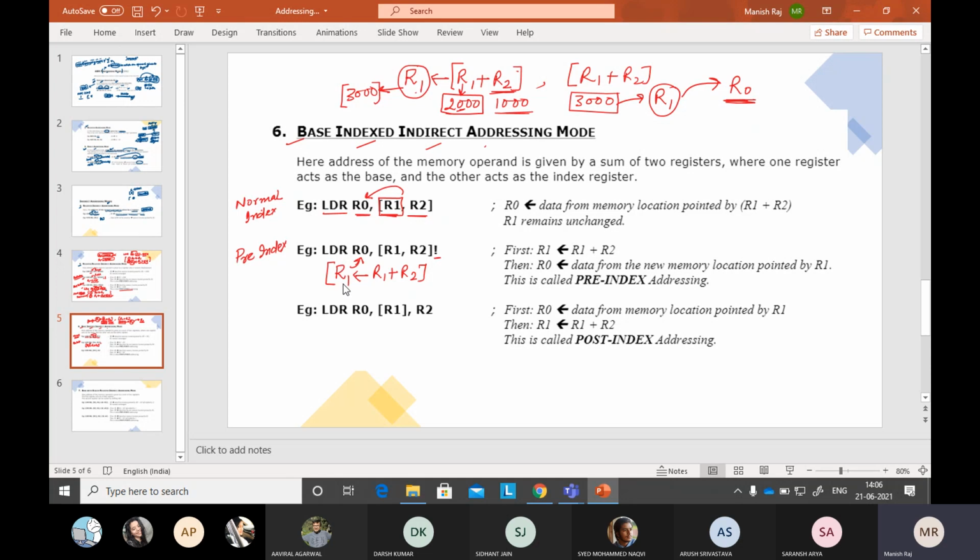Is it okay? In the second mode, what will happen? First R1 will change. In the normal index mode R1 will not change. In the second mode, pre-index mode, R1 will change. R1 will get the value of R1 plus R2. After that it will provide to the R0. Is it clear? Yes or no?